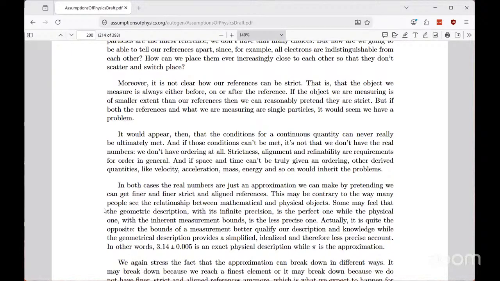And if those conditions can't be met, it's not that we don't have the real numbers, we don't have ordering at all. Strictness, alignment, and refinability are requirements for order in general. And if space and time cannot be truly given an ordering, other derived quantities like velocity, acceleration, mass, energy, and so on will inherit the problems.